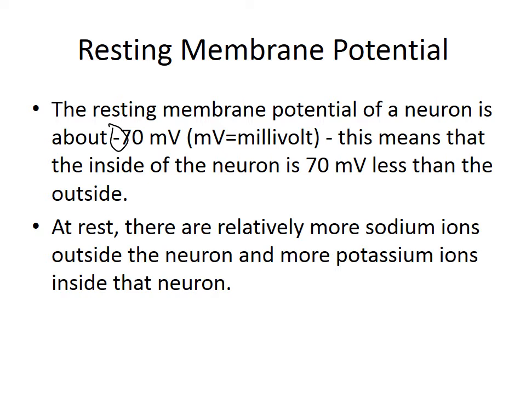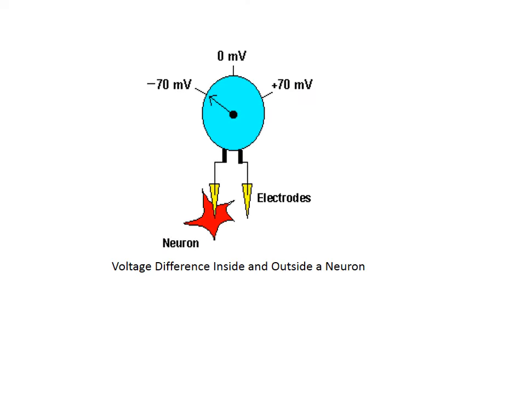At rest, there are relatively more sodium ions outside the neuron and more potassium ions inside the neuron. We already know that, but it's nice to say it one more time. So this is how you would actually measure the voltage. You'd use a voltmeter, and you'd put electrodes inside the neuron and an electrode outside in the interstitial fluid, and you'd find the voltage difference inside and outside the neuron.